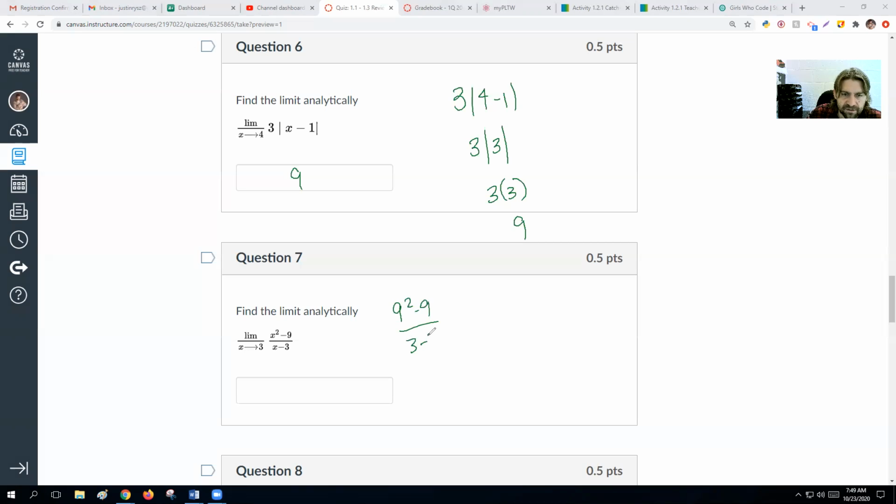Now this next problem, if I try to plug in 3, I get 9 squared minus 9 over 3 minus 3. So 0 over 0. Okay, so that does not work. We cannot divide by 0. So what we would need to do on these problems here, if we can't plug it in, if we can't use direct substitution, we got to find an equivalent equation.